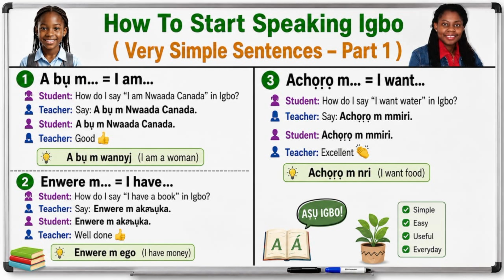Now, it's your turn, like Ada. Write one sentence using Abum, Enwerem, Achọrọ. Let's see your answer in the comments.